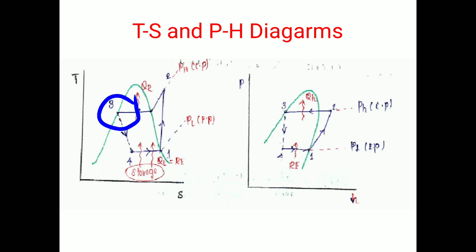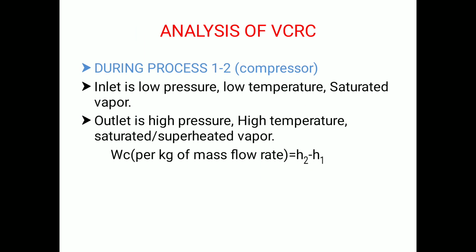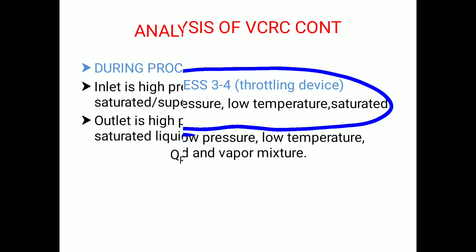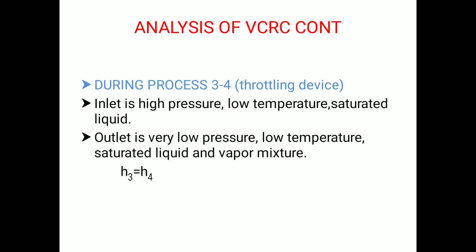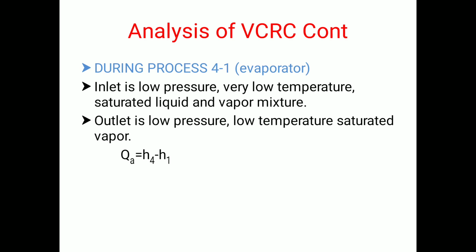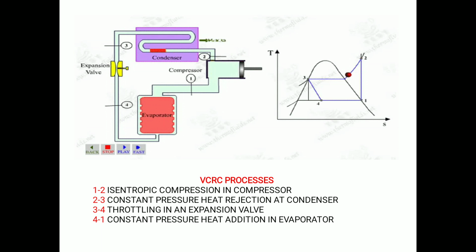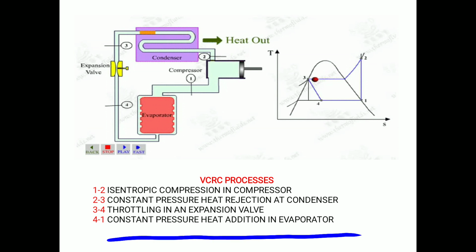And if you observe the pH diagram, process 3 to 4 is a vertical line, which states that there is no change in enthalpy. That is why it is called a throttling process. In a throttling process, there will be no significant change in enthalpy, so H3 is almost equal to H4. Let's go to the next process, that is process 4 to 1, which is happening in the evaporator. We already discussed process 4 to 1 is a constant pressure heat addition process.